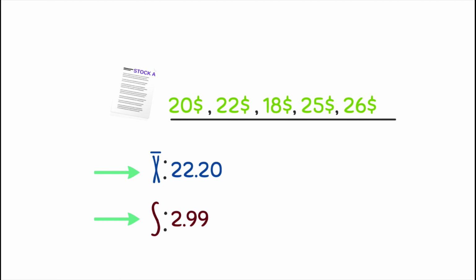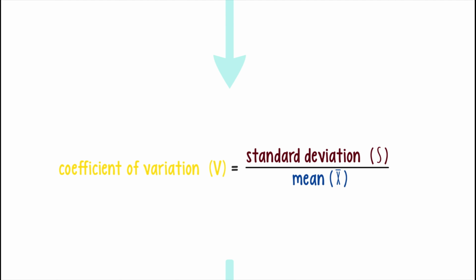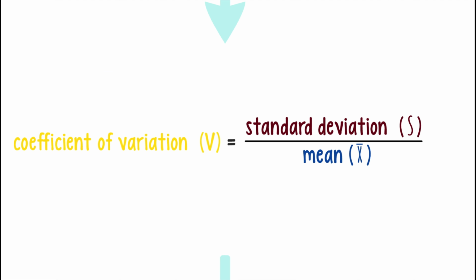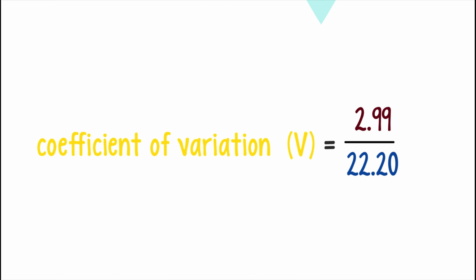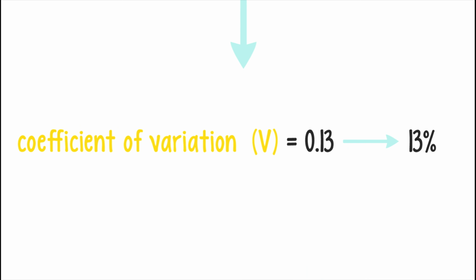Great, now we can simply plug the standard deviation and the mean into the formula for the coefficient of variation. Coefficient of variation equals 2.99 divided by 22.20, which equals 0.13. To make this more interpretable, we can convert the coefficient of variation into a percentage by multiplying the result by 100. Thus, we get 13%, which means that the dispersion of the stock prices around the mean, or the average stock price during the observed week, was 13%.